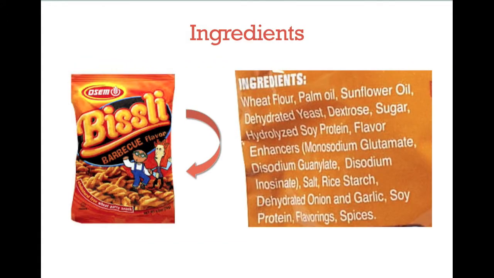Now let's see what you learned today. The ingredient list is typically located on the back of a food package, on the side or underneath the nutrition facts panel. Ingredients are listed in order of amount, decreasing as the list goes on. Therefore, the first ingredient on the list makes up the most of the products.